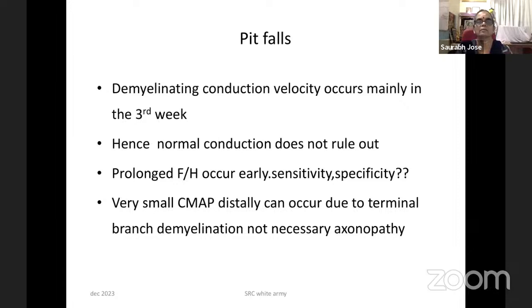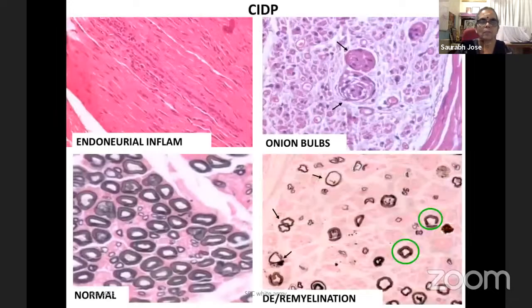And then you have got demyelinating conduction velocity changes occurring mainly in the 3rd week. So if you do an early electrophysiology, it may be misleading. So we should do the electrophysiology appropriately to make a diagnosis. If it is too early, the changes will be different. So these are the various pathological features you find in CIDP.